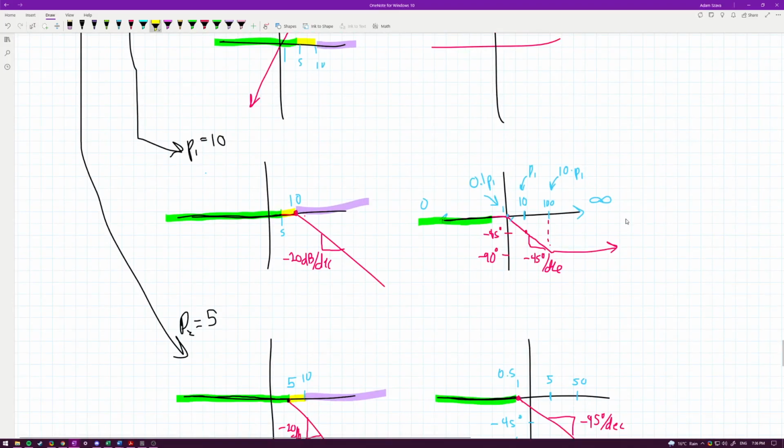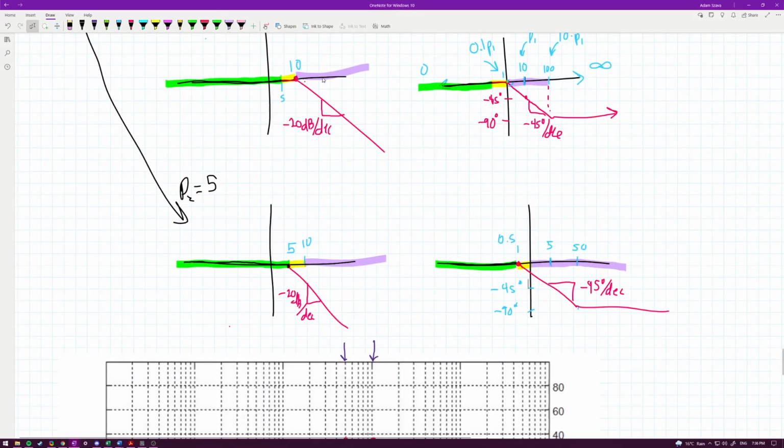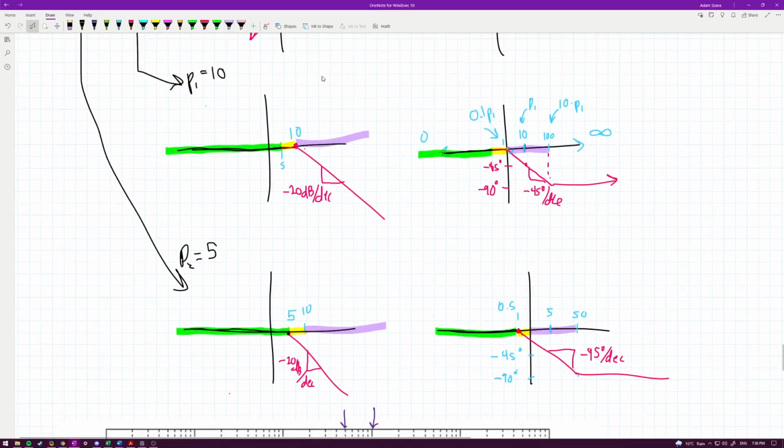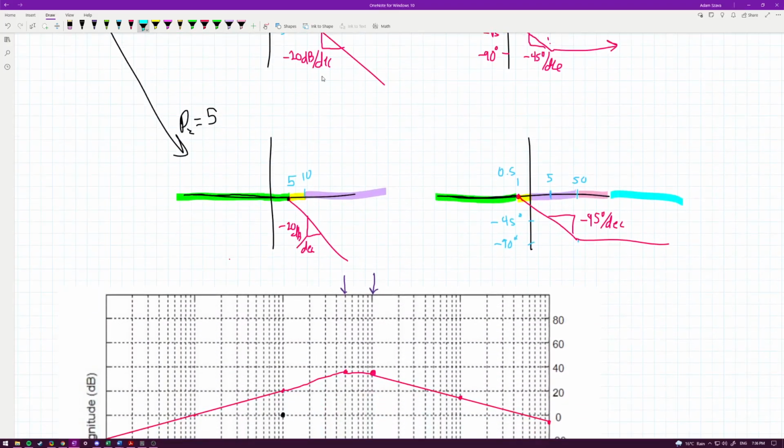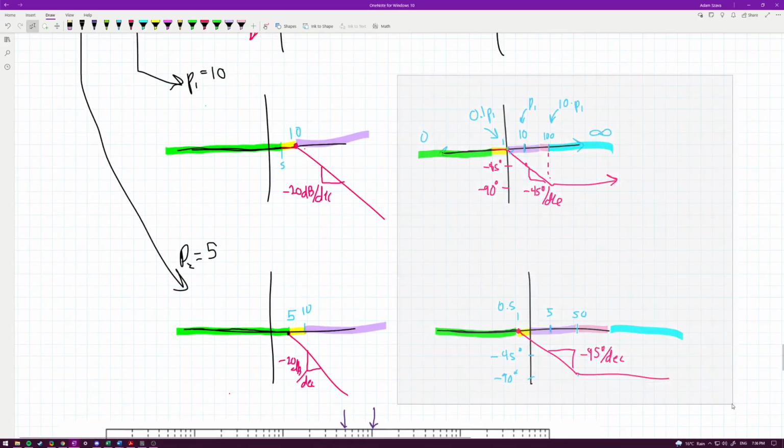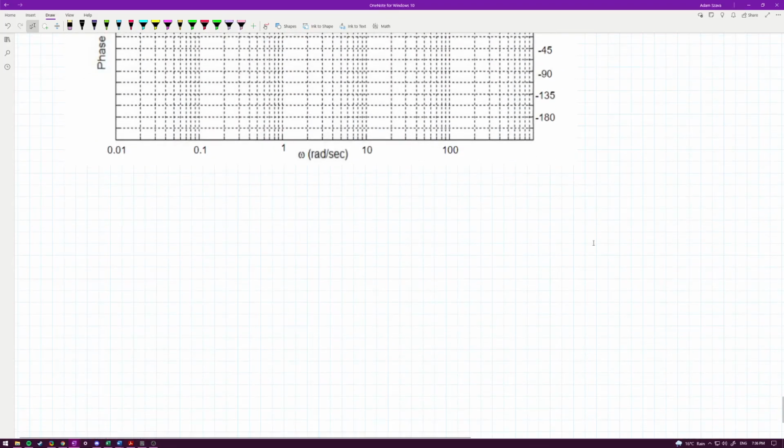Then from 0.5 to 1, we have the yellow section. From 1 to 50, like that. From 50 to 100, like that. And then from 100 on, like that. So I'm actually just going to bring this down, so that I don't have to scroll so much.